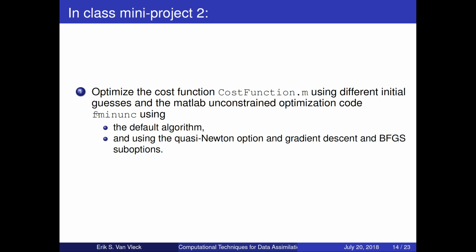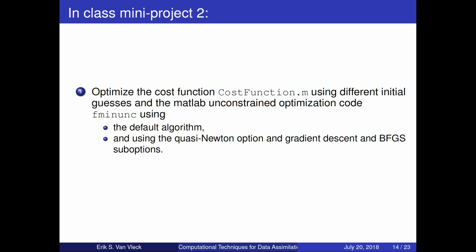So the second in-class mini project, and you can pause the video after we read through this, is to optimize the cost function which we've provided using different initial guesses and use the MATLAB unconstrained optimization command fminunc. And so there are different options for how to run fminunc, and the idea of this project is just to play around with the different options and see which work better.